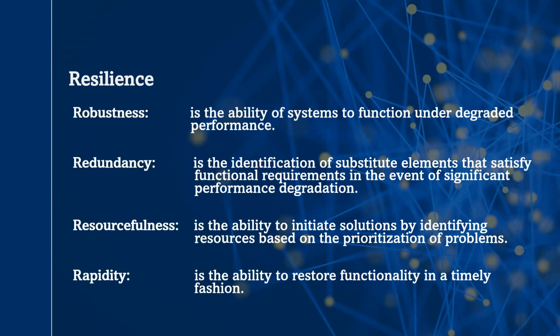resourcefulness, redundancy, and rapidity, where robustness is the ability of the system to function under degrading performance. Redundancy is the identification of substitute elements that satisfy functional requirements in the event of significant performance degradation. Resourcefulness is the ability to initiate solutions by identifying resources based on the prioritization of the problem. And finally, rapidity is the ability to restore functionality in a timely fashion.